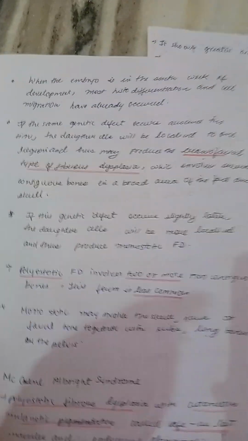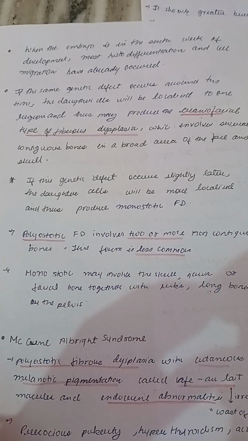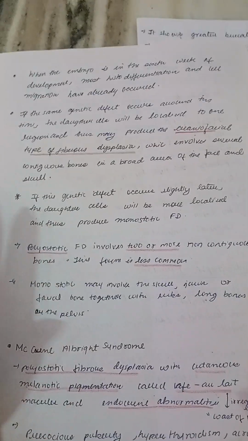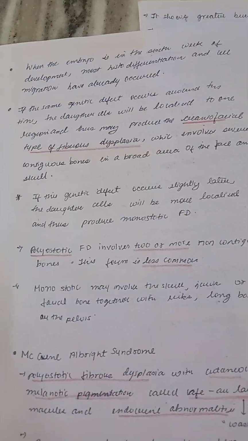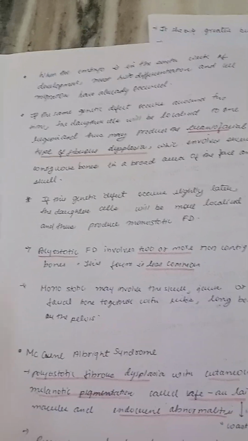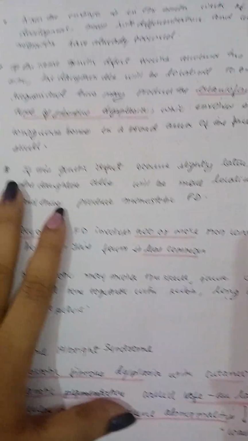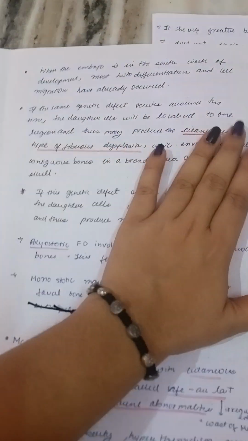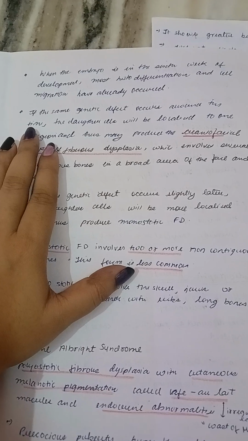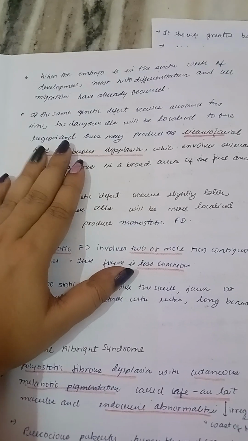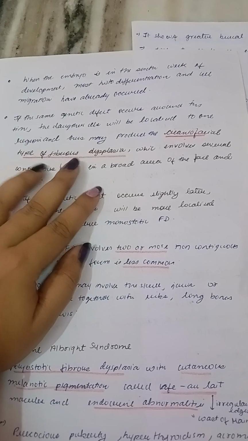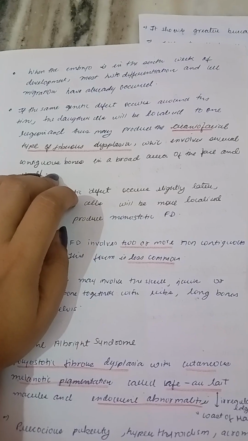Okay, let's start. When the embryo is in the 6th week of development, most histodifferentiation and cell migration have already occurred. The defects we studied, polyostotic, McCune-Albright and Jaffe, all happen before 6 weeks. If the same genetic defect occurs around this time, around 6 weeks of embryonic development, the daughter cells will localize to the region and thus may produce the craniofacial type of fibrous dysplasia.